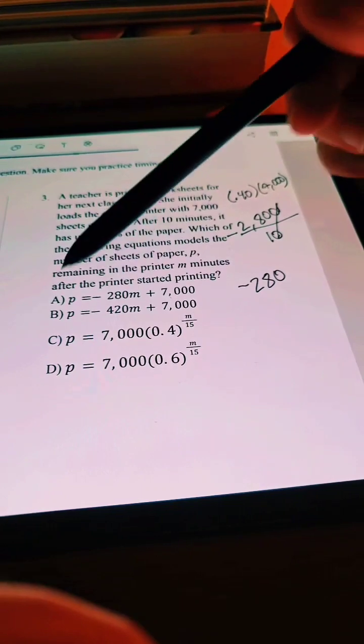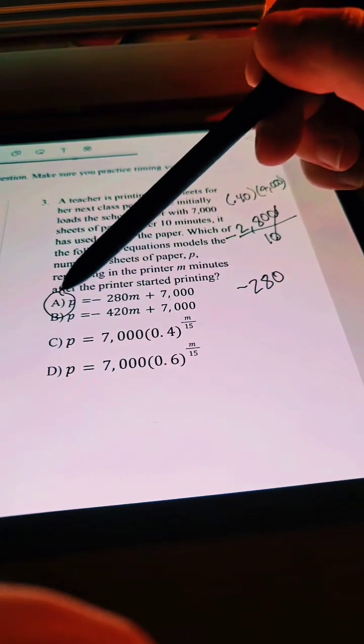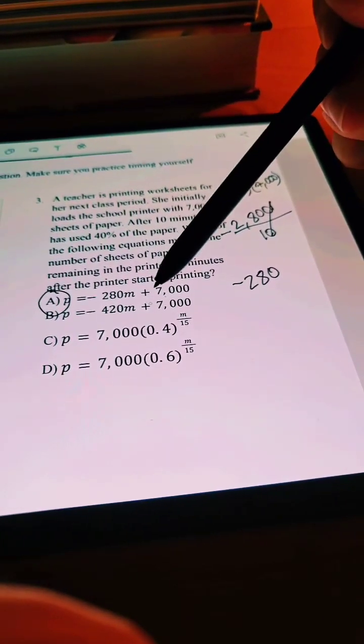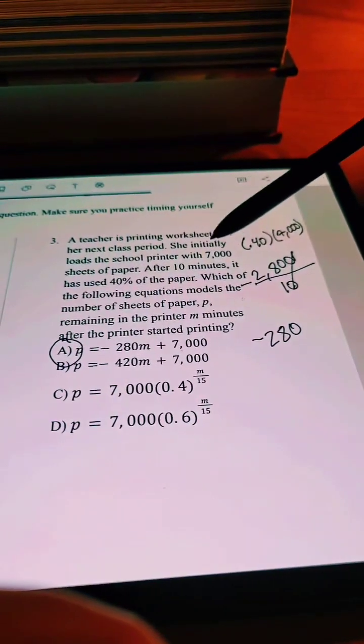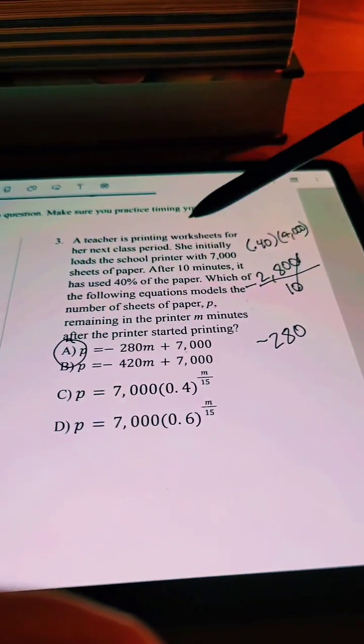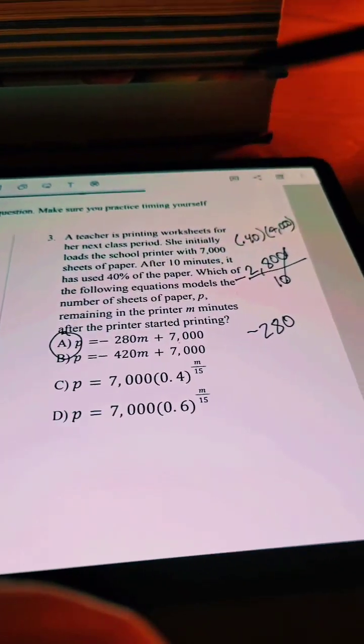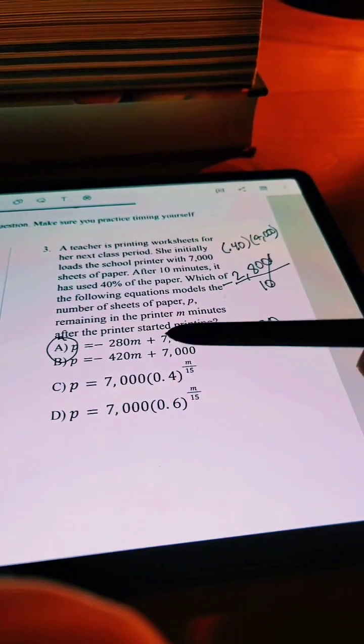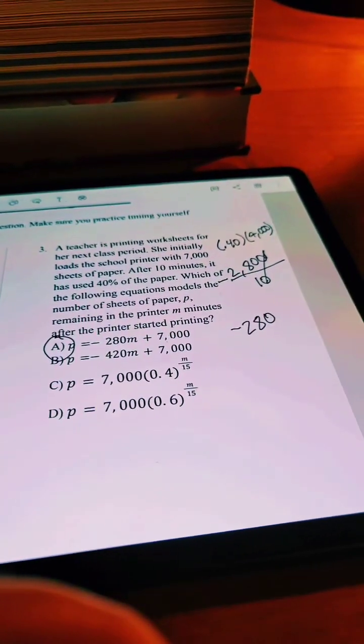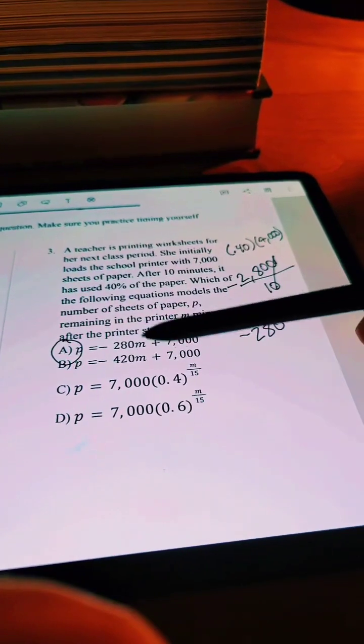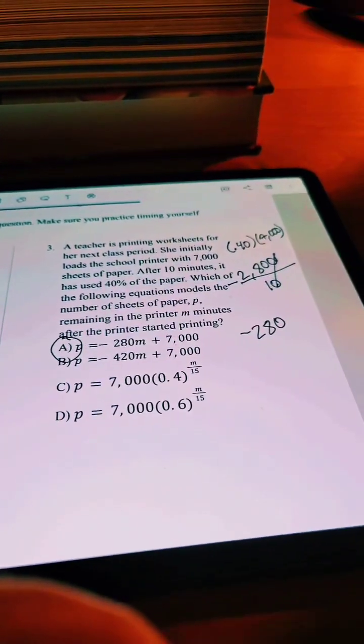And just right away from that, you can know already that it's going to be A. And then the explanation for why it's plus 7,000 is just because that's the starting point, our y-intercept, 7,000. So y equals mx plus b format is basically this exact thing. It's just instead of an x, they're using an m. And instead of y, it's P.